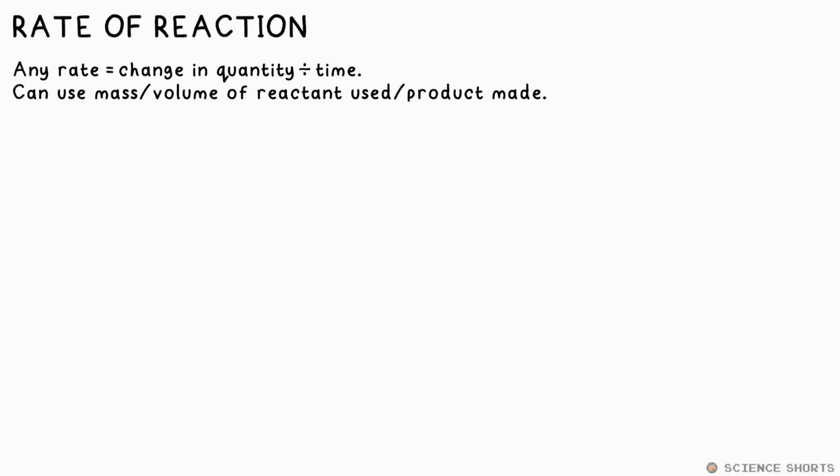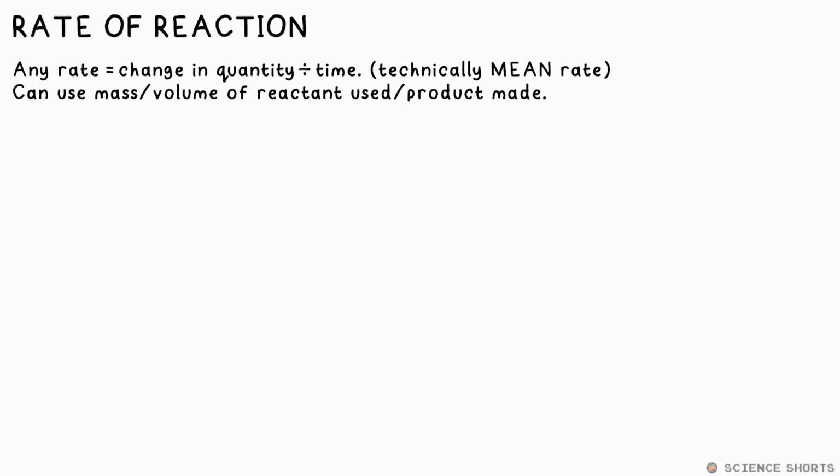How fast a reaction happens is called the rate of reaction. Any rate is a change in a quantity divided by time. In chemistry's case, that could be the quantity of reactant used or product formed, or the effect that these have. So we could measure a change in mass or volume of gas that's made, or a colour change, for example.